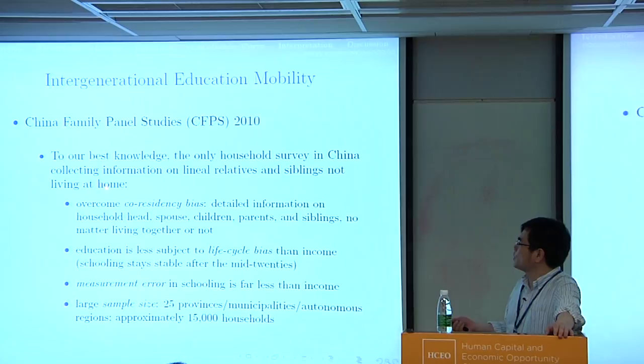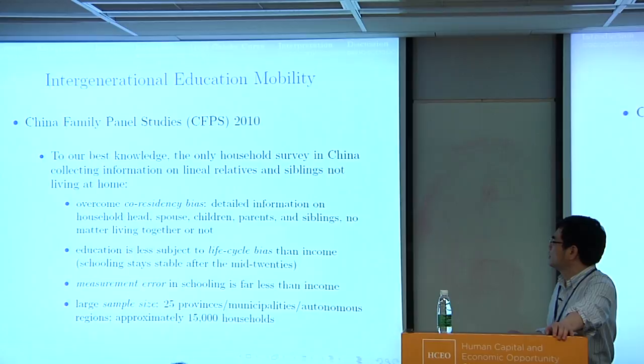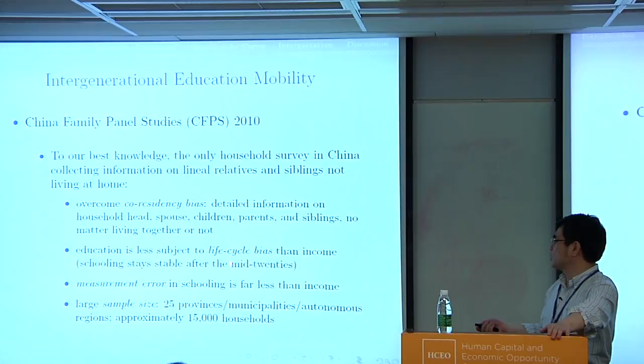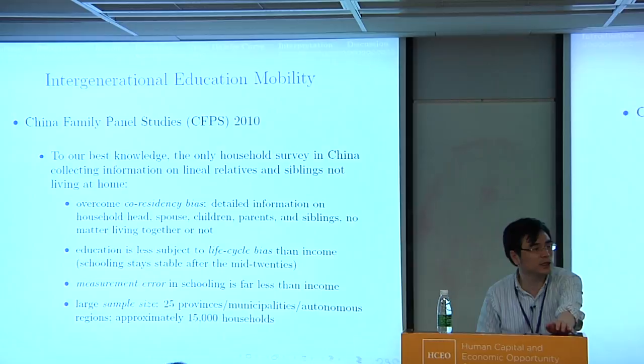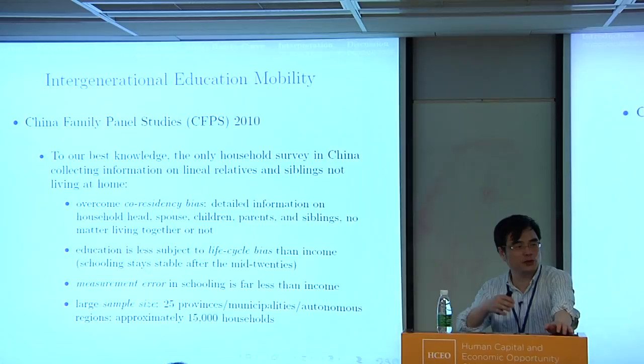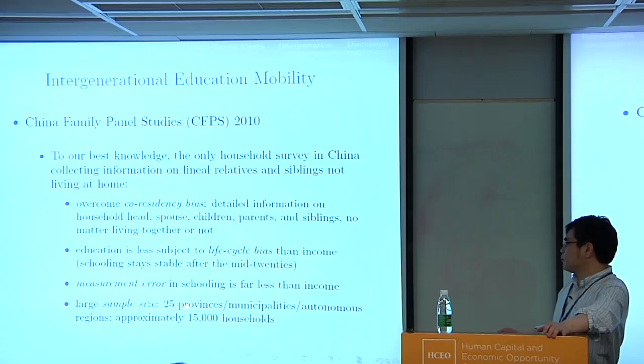It overcomes co-resident bias, whether you live together or not. Education is less subject to life cycle bias, right? If you are 25 or 30, your education is more or less done. It's not like income. If you're 25 or 30, your income is still very low. And measurement error in schooling is much less than income. Income is a very noisy thing. If you are rich, you may tend to underreport; if you are not so rich, you may tend to overreport, right? The sample size is also very big, 25 provinces and about 15,000 households.